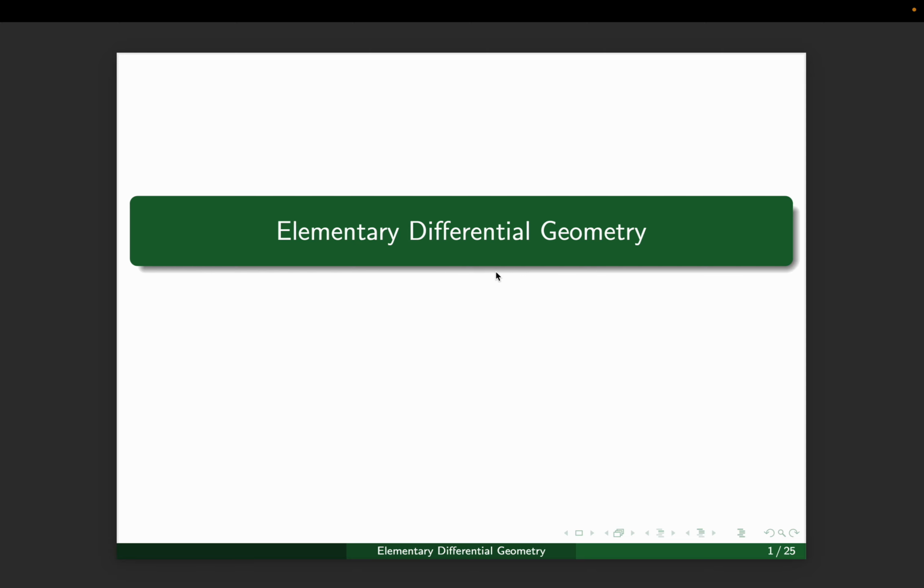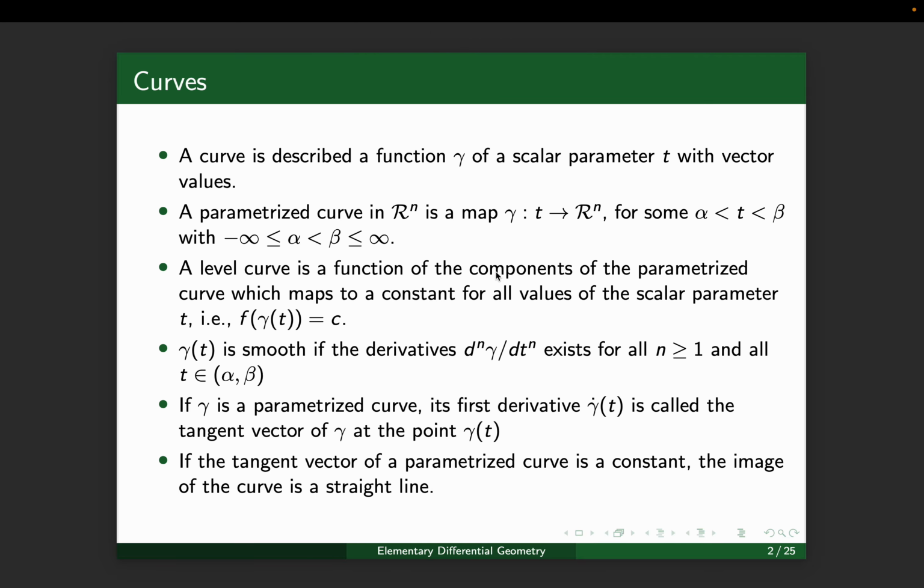Let me start with the definition of a curve. A curve is a function which takes the scalar parameter and forms a vector quantity. If t is the scalar parameter, gamma of t is a parameterized curve in Rn. It's an n-dimensional vector space. t can vary between alpha and beta, and can take values from minus infinity to plus infinity.